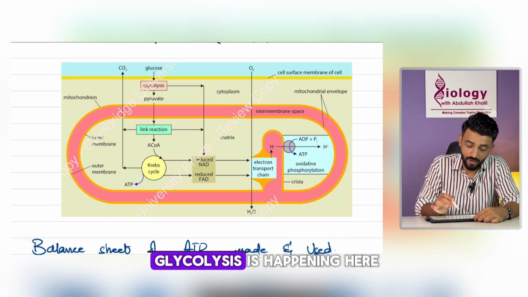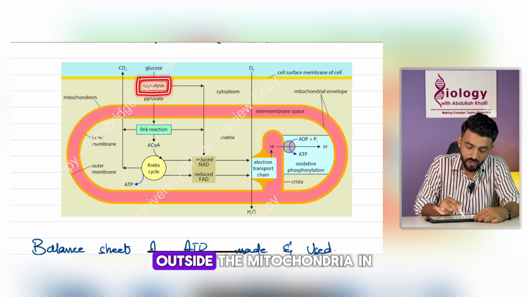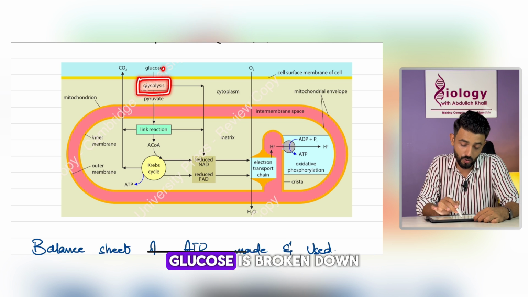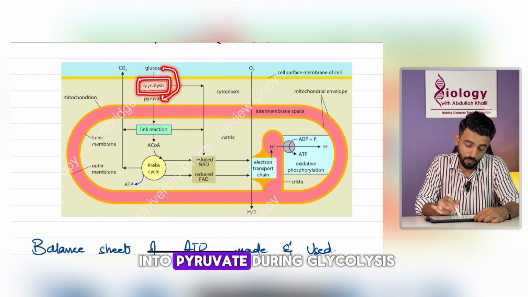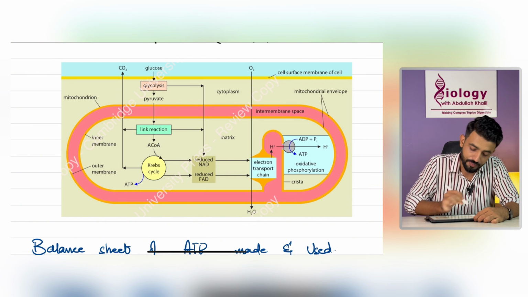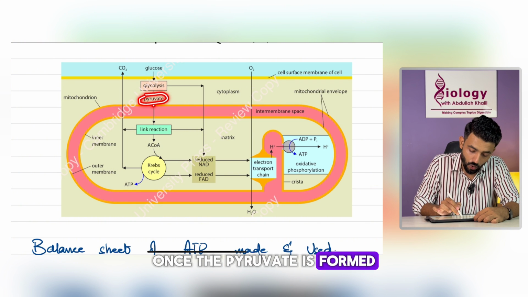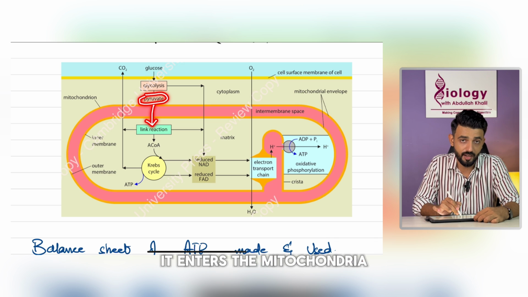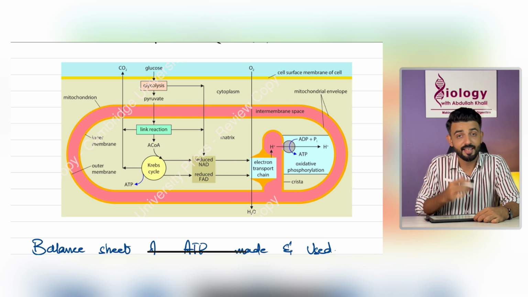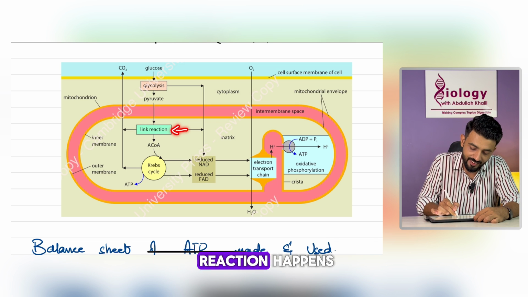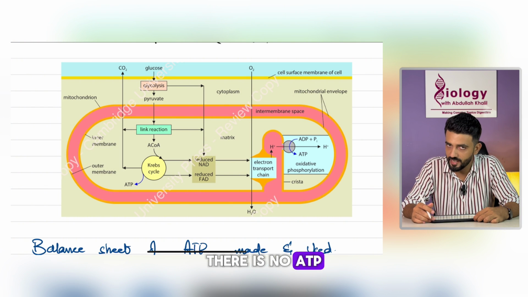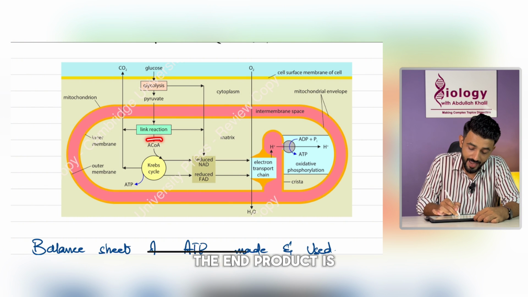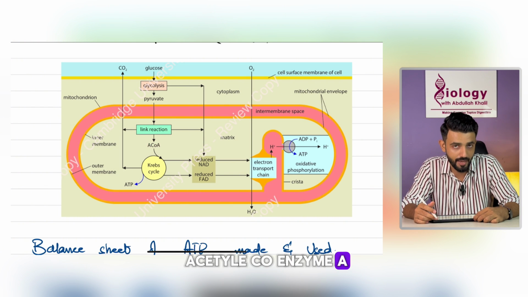We can see that glycolysis is happening here outside the mitochondria in the cytoplasm. Glucose is broken down into pyruvate during glycolysis. Once the pyruvate is formed, it enters the mitochondria. In the mitochondrial matrix, the second reaction, link reaction, happens. There is no ATP formed during link reaction. The end product is acetyl coenzyme A.